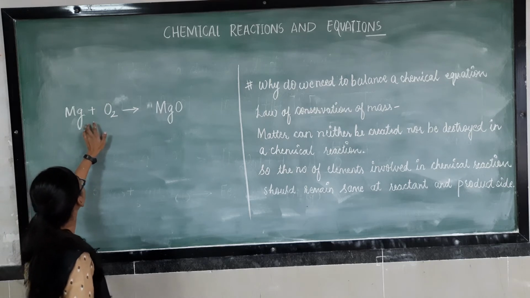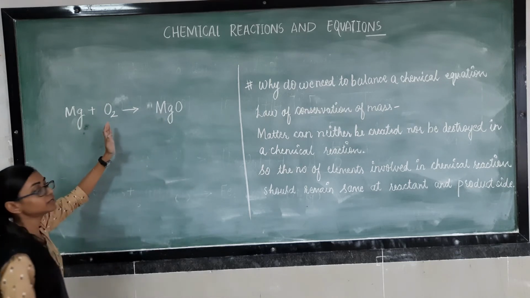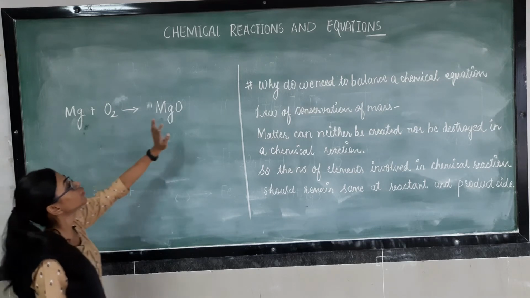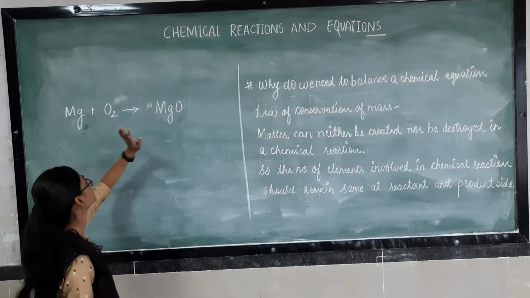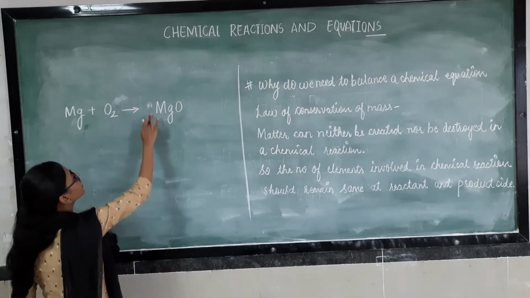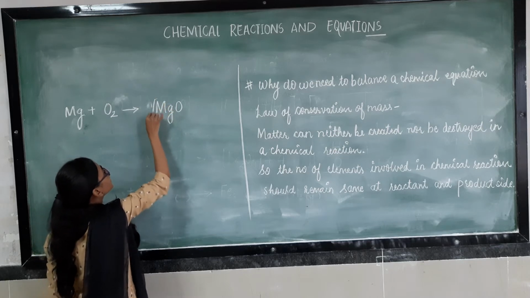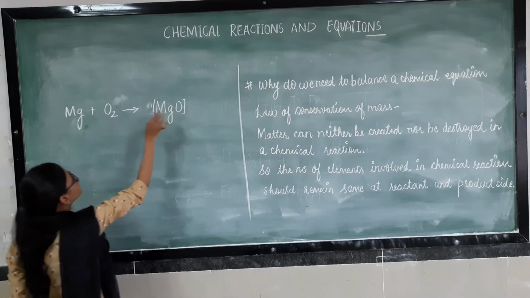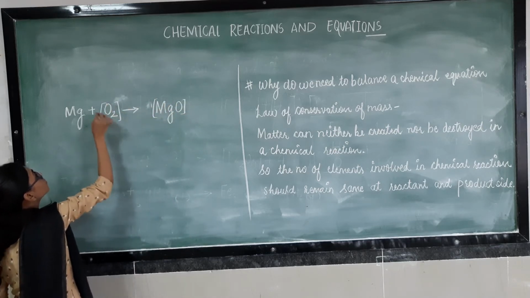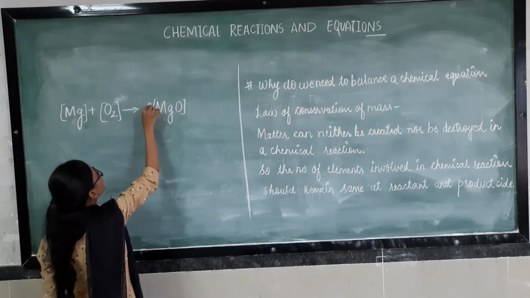Magnesium: here 1 magnesium is present, here also one atom of magnesium is present. Here 2 oxygen atoms are present, here only 1 oxygen atom is present. So to balance this oxygen, we will multiply this whole by 2, because we cannot change the subscript here in one element. So in this whole we will multiply by 2.